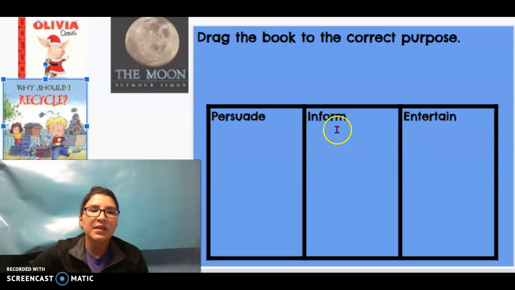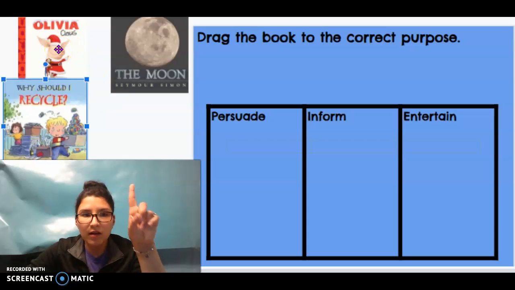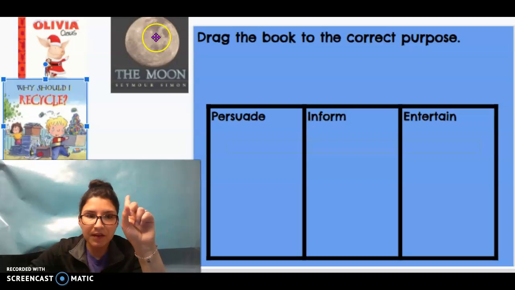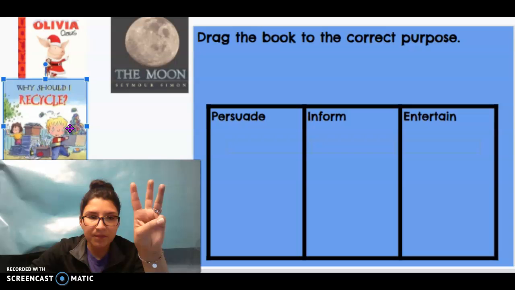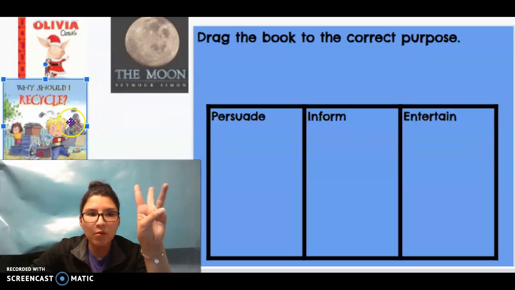Okay? So, let's see. Persuade. Out of these three books, which one do you think would be persuade? Olivia Claus is going to be 1. So if you think Olivia Claus, you're going to hold a 1. The Moon is going to be 2. Why Should I Recycle is 3. So go ahead and think. Persuade. Olivia Claus, The Moon, Why Should I Recycle?